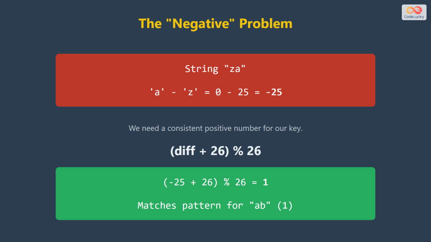Calculating differences can get tricky when the string wraps around. For example, in the string ZA, the difference between Z and A is effectively minus 25. To standardize this, we use modular arithmetic. By adding 26 to the difference and then taking the modulo 26, we ensure we always get a positive number representing the forward distance. Minus 25 becomes 1.